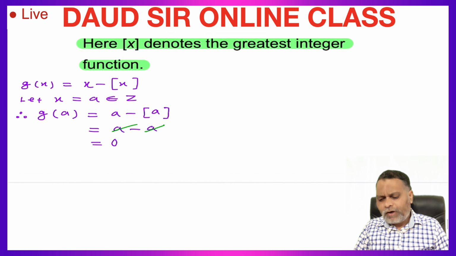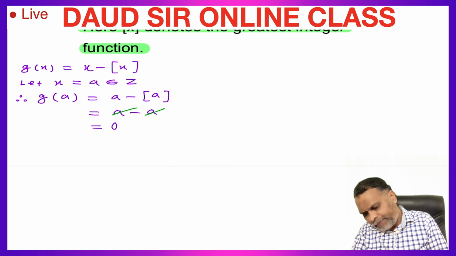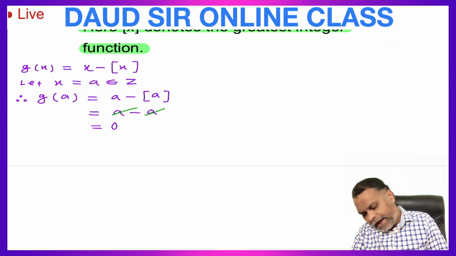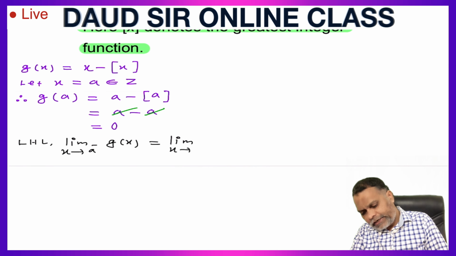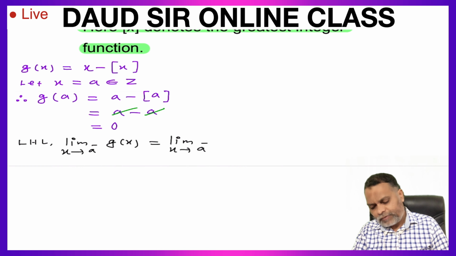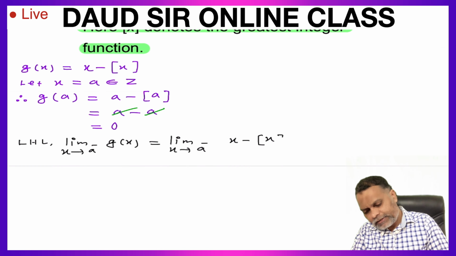Now for this integral point, we have to calculate left hand limit and right hand limit. So first left hand limit. Left hand limit x tends to a minus, g of x is equal to limit x tends to a minus, g of x is equal to x minus greatest integer of x.